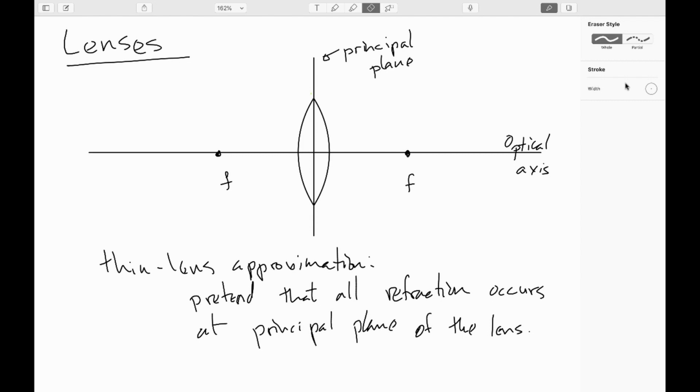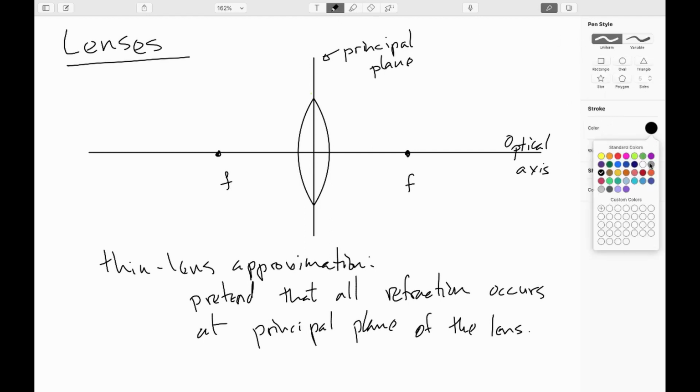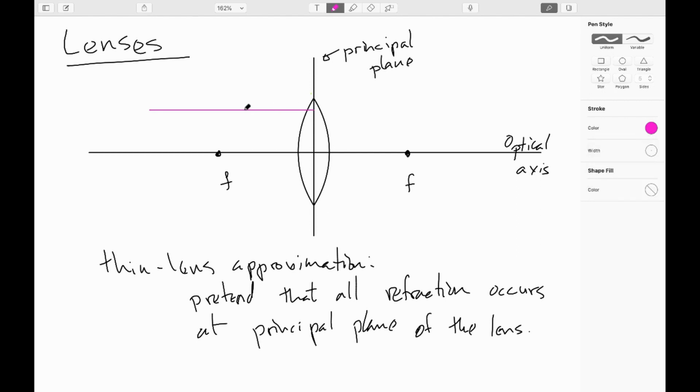So we can draw a ray coming in. And here, this is an approximation, but it's an excellent one. If I have some paraxial ray coming in, we'll pretend that it does all the refracting at the principal plane and goes through. Of course, in reality, it refracts once at the front surface, once at the back surface, but this is what we pretend.